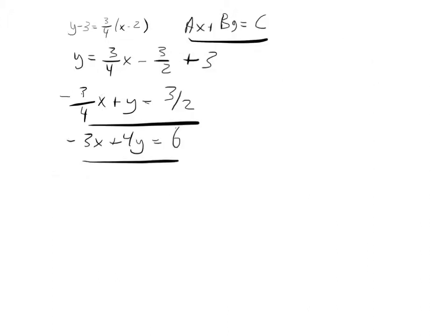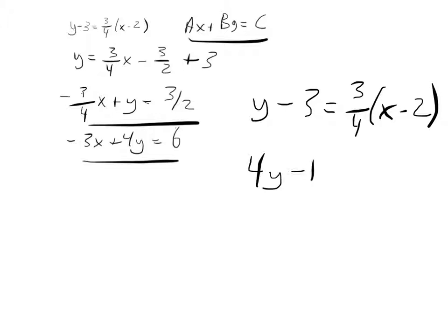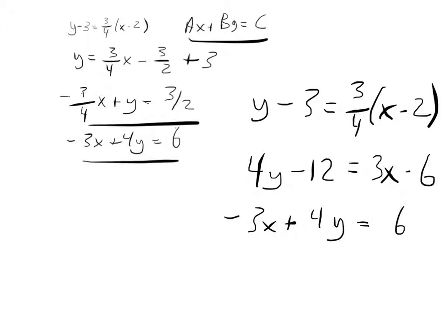Now I also, back here when I started off in point slope, y minus 3 equals 3/4 (x minus 2). I could have gone ahead and multiplied by 4 just to start with, just to eliminate fractions. So 4y minus 12 equals 3x minus 6. Put the x's and y's on one side: negative 3x plus 4y equals 6.